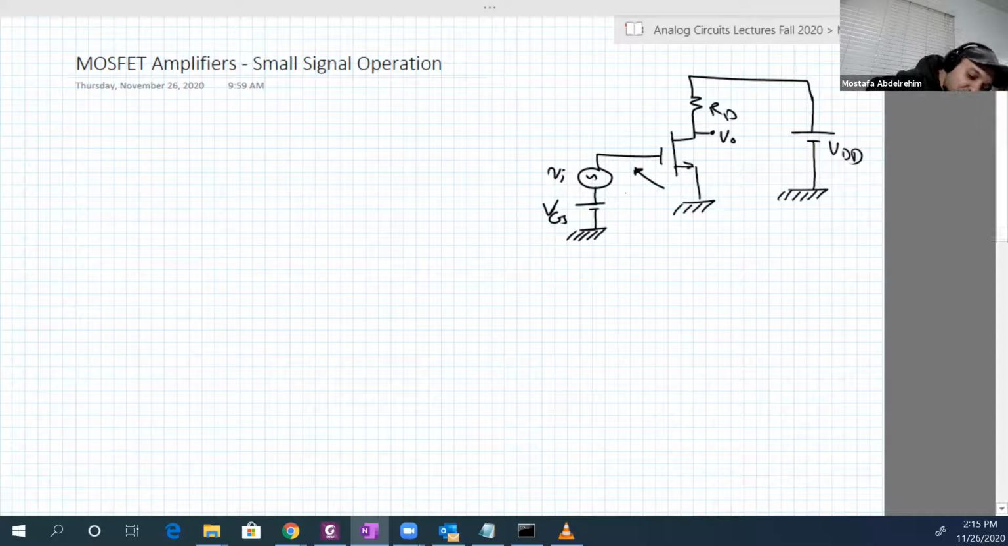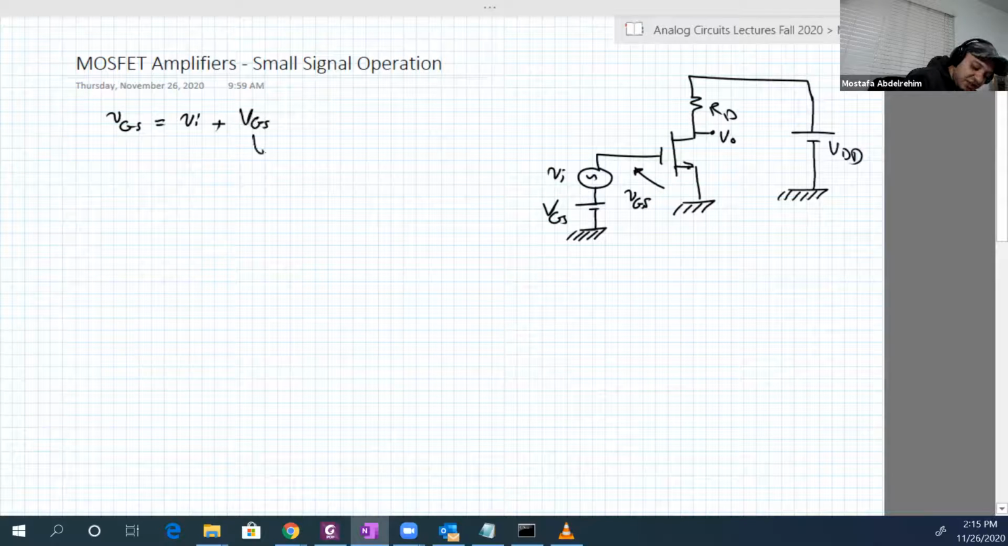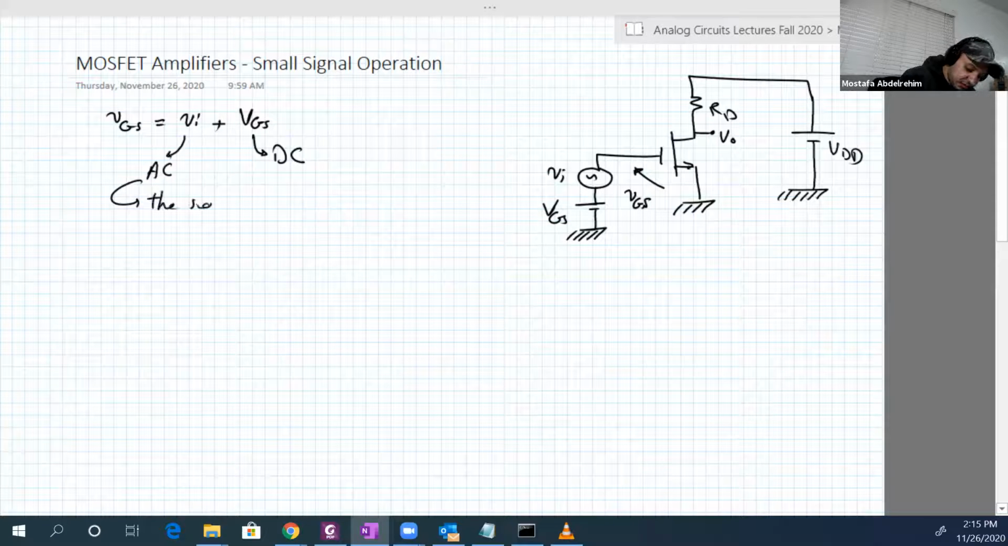So the input here is small vgs, where VGS is equal to V input plus capital VGS. The capital VGS is pure DC for the Q point, and the small vgs is pure AC, the signal to be amplified.